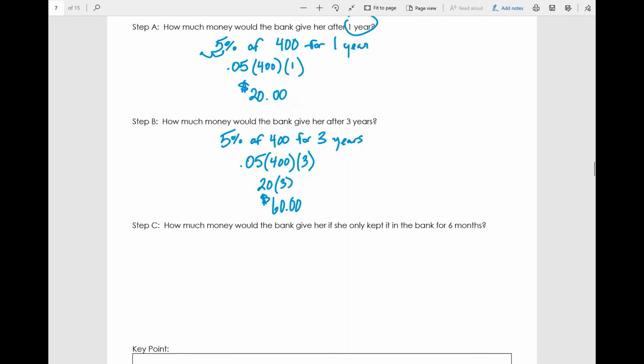Step C now asks how much money would the bank give her if she only kept it in the bank for 6 months? So again, we have that same rate. We're still earning 5% of 400. This time we're earning it for 6 months.